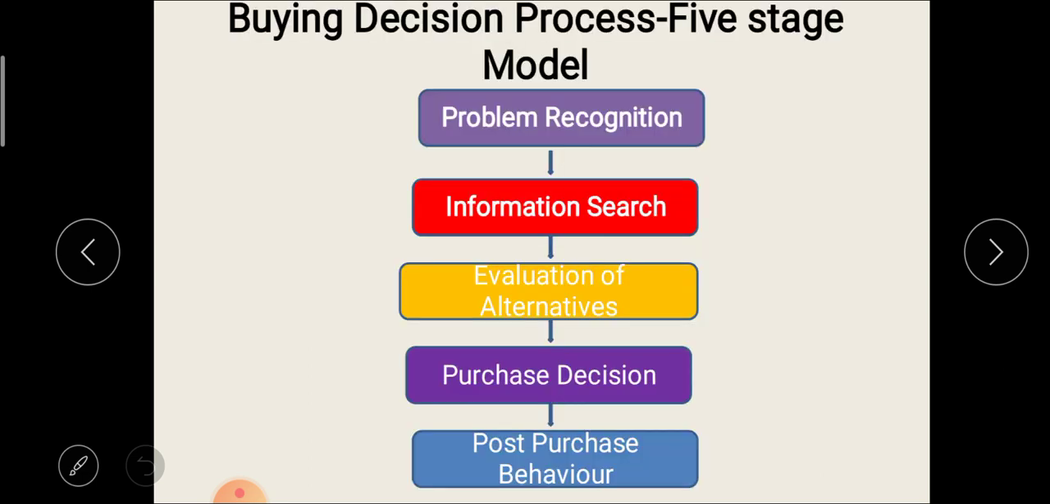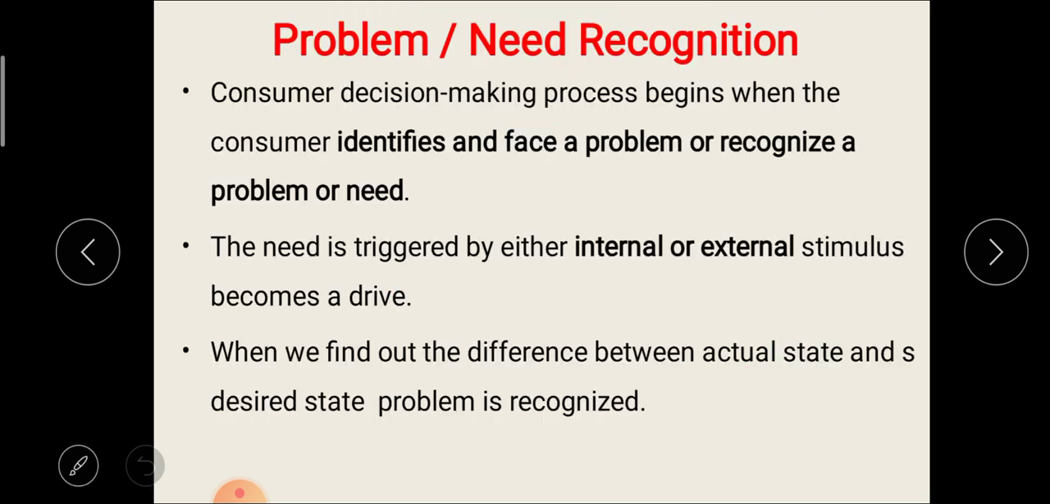Okay, after that we see in short the buying decision process, the 5-stage model of consumer buying. So this consumer buying model includes 5 stages. These are problem recognition, then information search, evaluation of alternatives, then purchase decision, and the last one is post purchase behavior. Okay, so these are the 5 stages of consumer buying. So we see one by one these different 5 stages in detail.